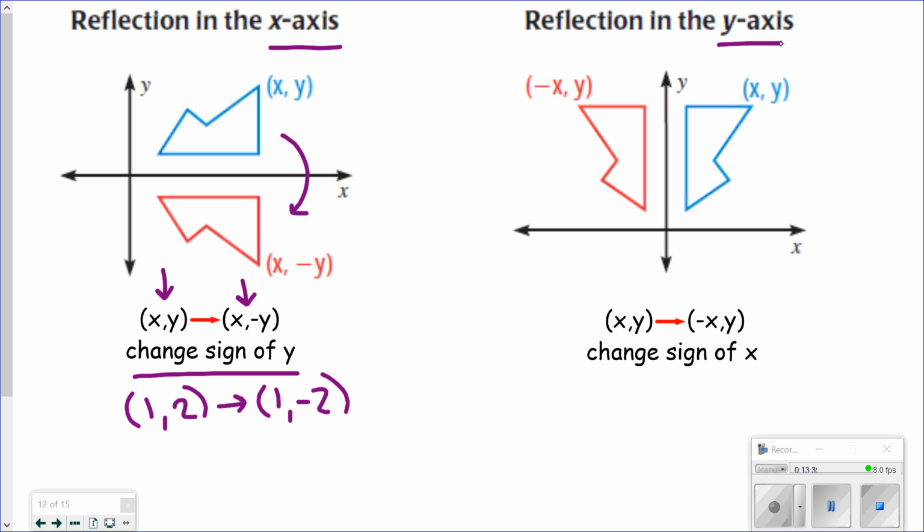Reflection over the y-axis, so taking our figure and flipping it over the y line, we're going to change the sign of x. So for example, if I had the coordinate 1, 2, I'm going to change the sign of x, which would be negative 1 in this case, and keep the y value the same.